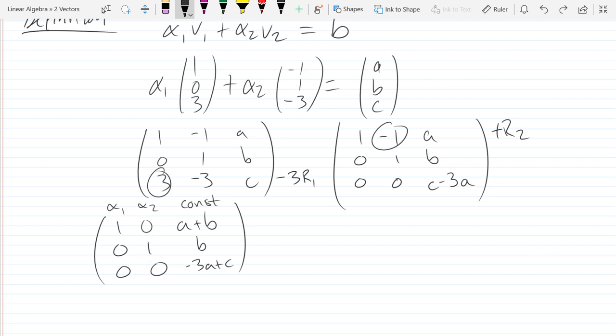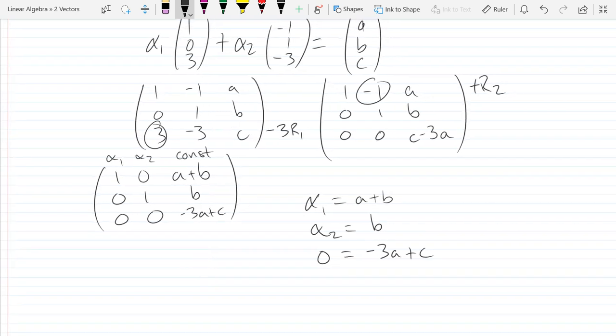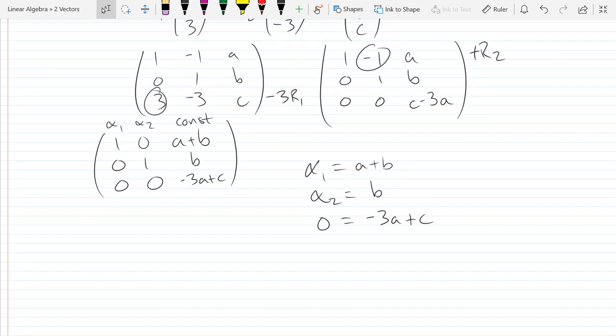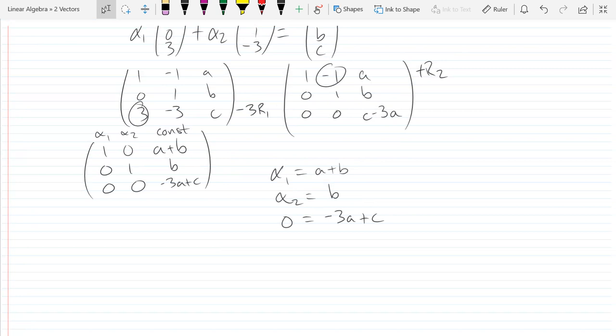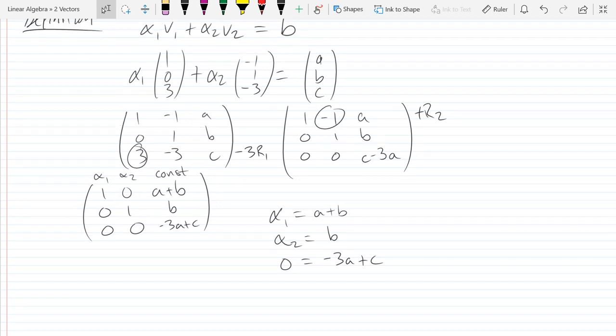So let's write our solution here. I'm just going to rewrite the equation. Alpha 1 equals A plus B. Alpha 2 equals B. And then last, 0 equals negative 3A plus C. So there's a few different ways to write this.